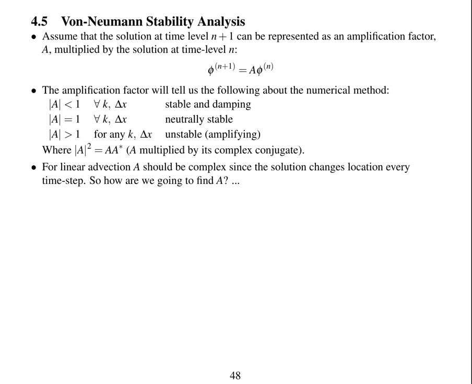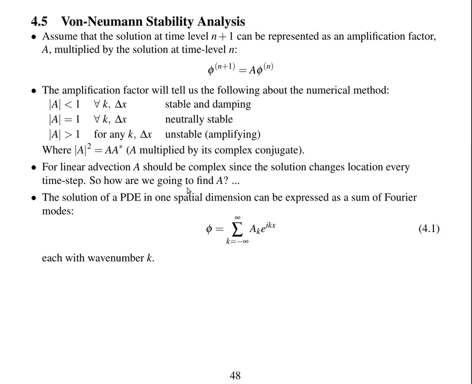So for linear advection, A will be complex because for advection the solution changes location. If we're going to represent the solution by multiplying it by an amplification factor, then this A has to be complex to allow the position of a wave to change location. So how are we going to find this value A?